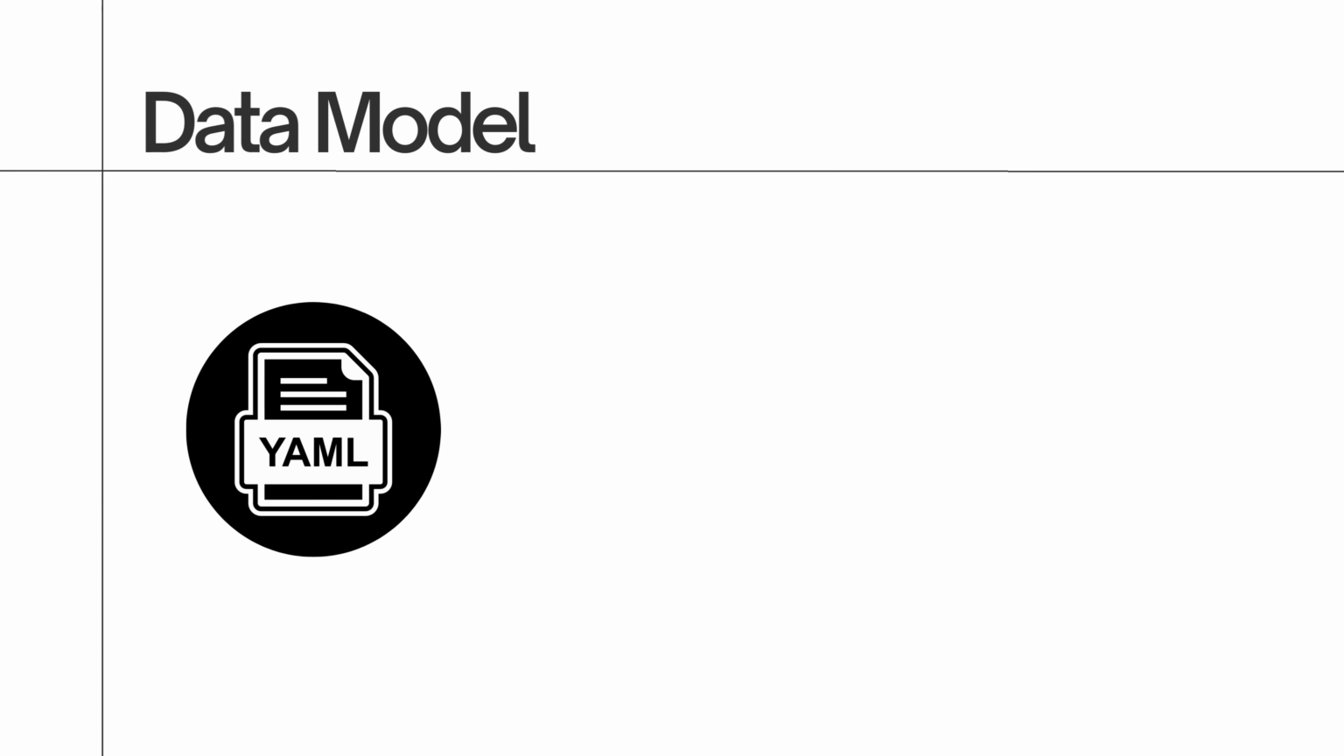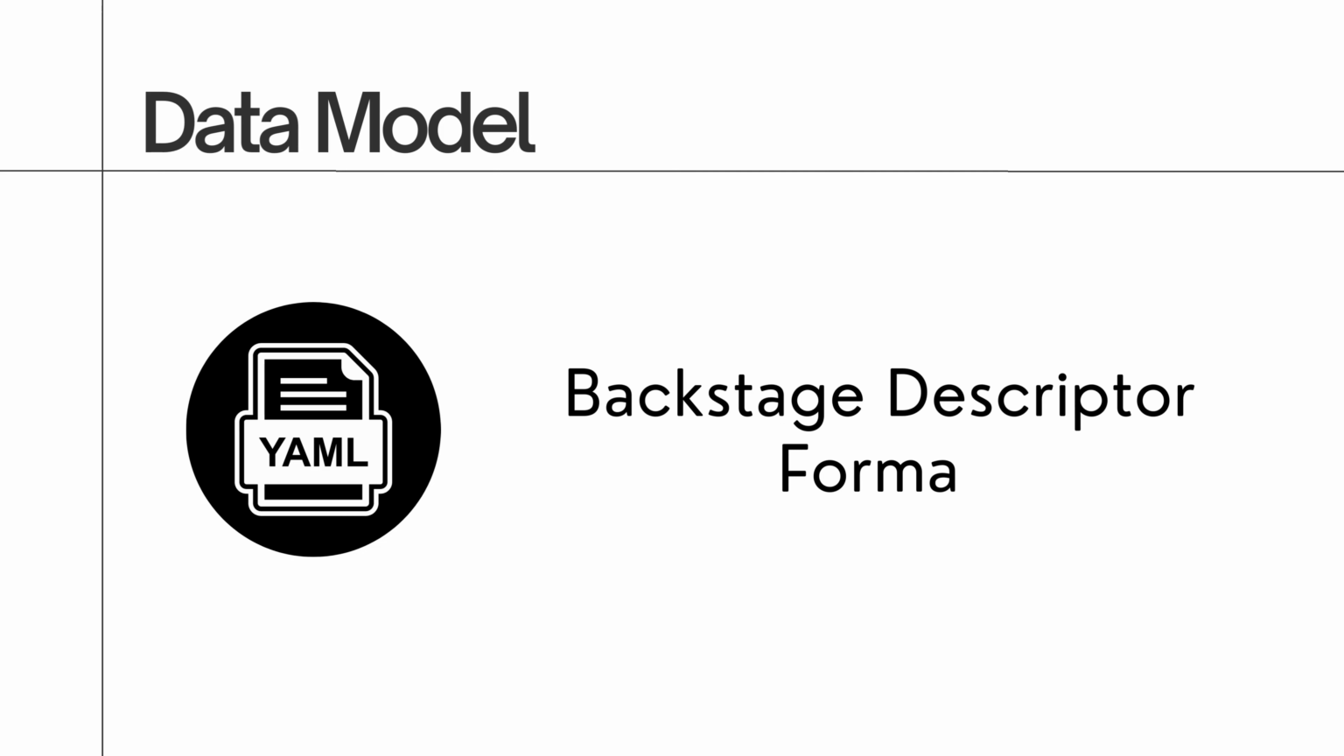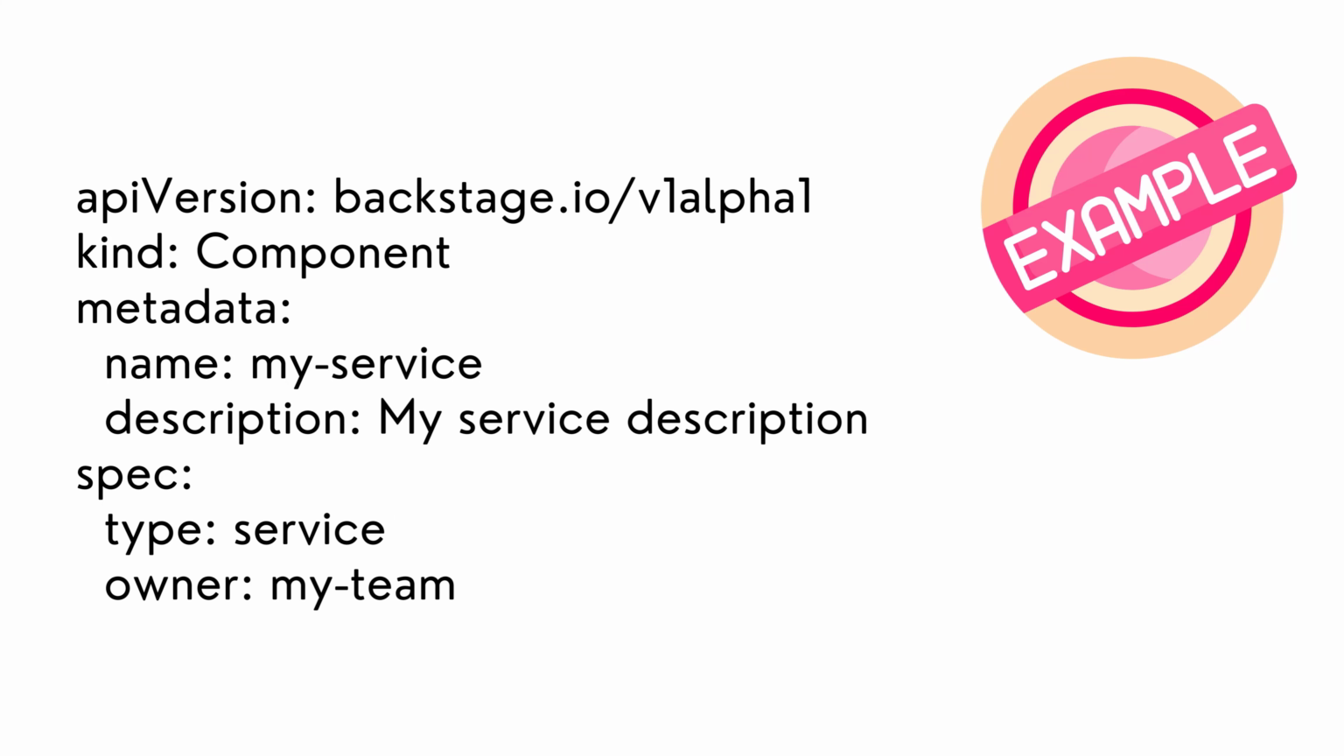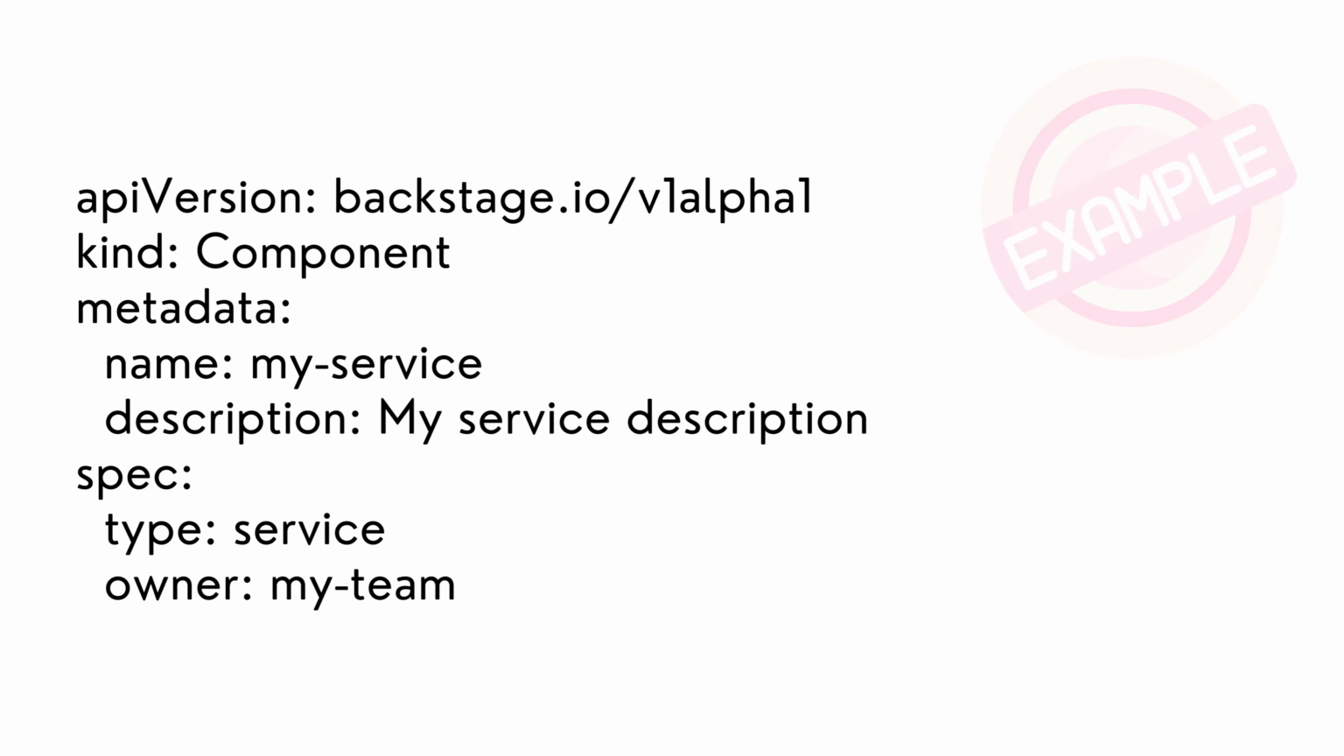Now let's turn our attention to the data model. The catalog uses a YAML-based metadata format known as the Backstage descriptor format. Here's a simplified example to define a component. Notice how it looks like a Kubernetes manifest.